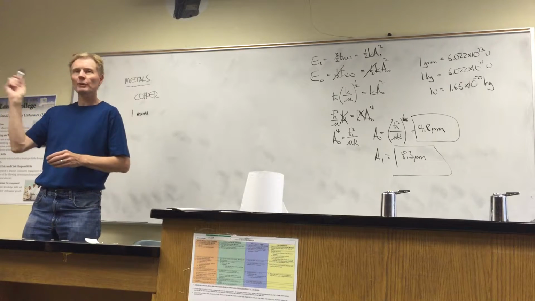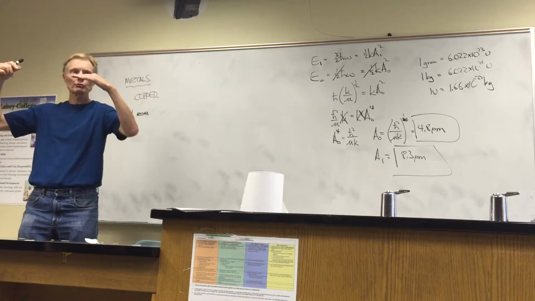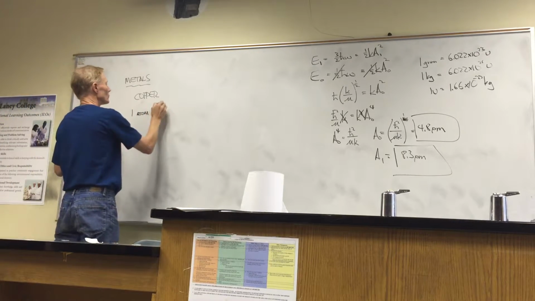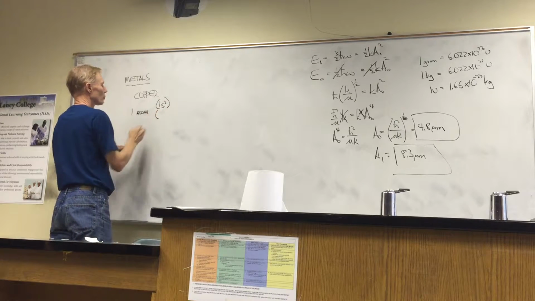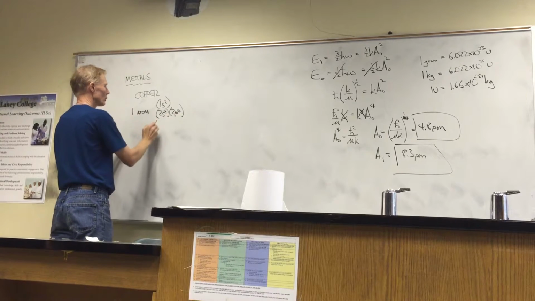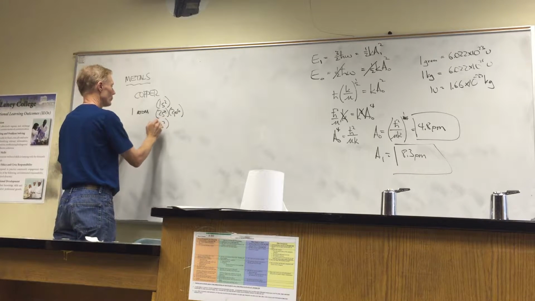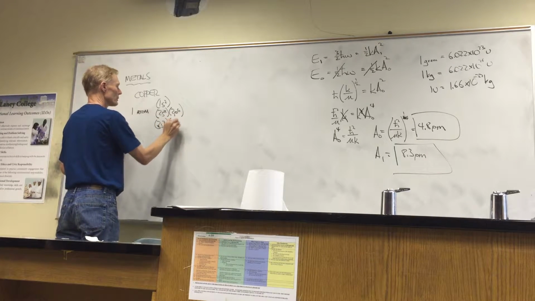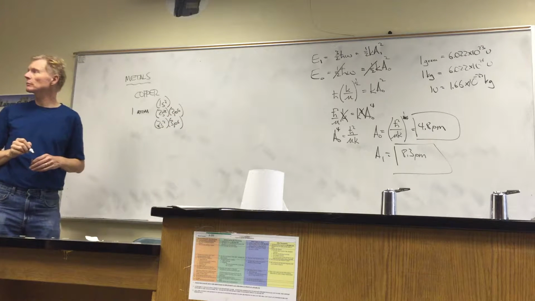Okay, so we're supposed to be able to just read down the periodic table, right? The first row does what? 1s2. The next row does what? 2s2, 2p6. Next row, 3s2, 3p6. Am I down to copper yet?